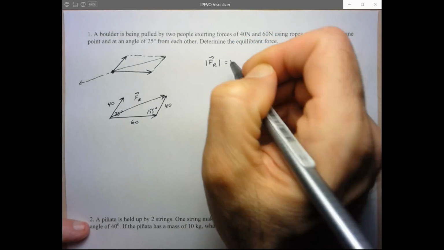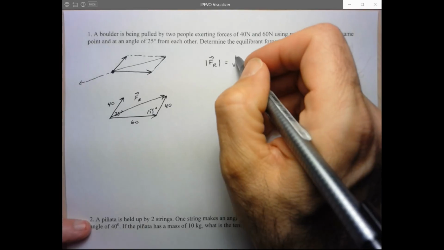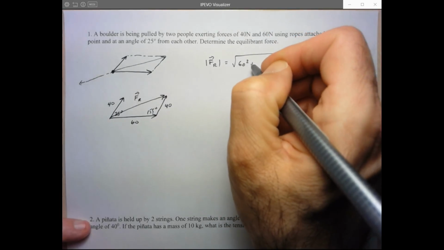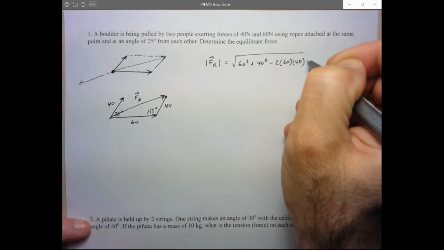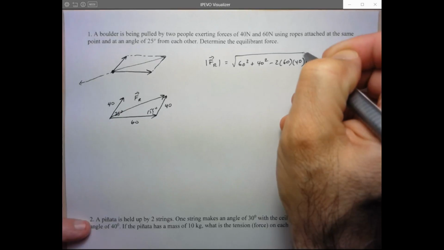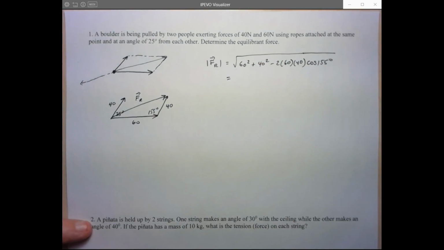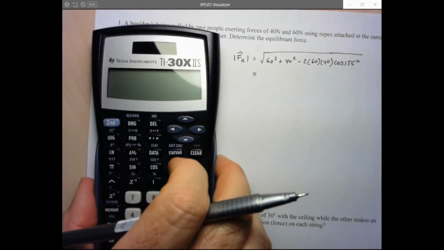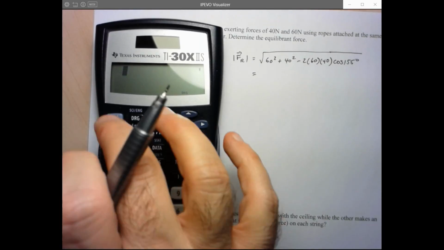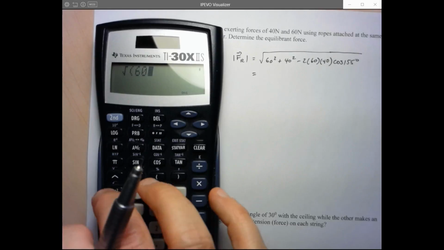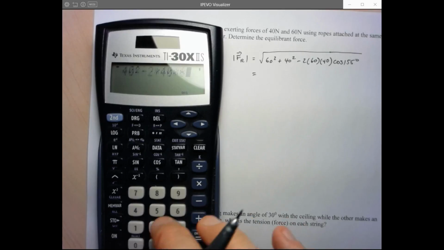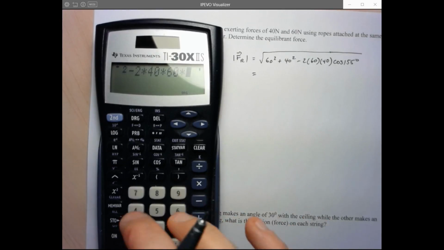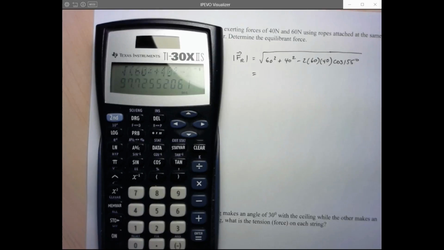Okay, so we'll start with the magnitude. Okay, so here just use cosine law. So square root of 60 squared plus 40 squared minus 2 times 60 times 40 times cosine of 155. All right, and let's see what that gives us here. Okay. So square root of 60 squared plus 40 squared minus 2 times 40 times 60 times cos of 155. Okay, and that gives us 97.73.